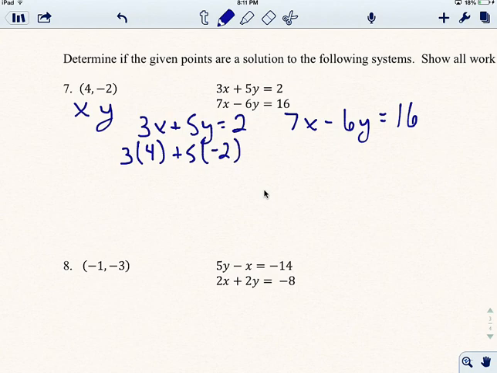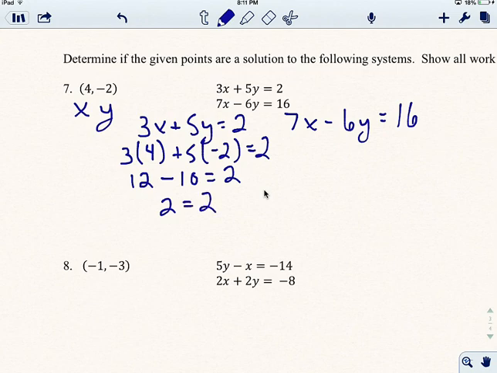So now I just do the math, okay? 3 times 4, well, we know that's 12. And then I've got 5 times negative 2. That's a positive 5 times a negative 2. And remember, a positive times a negative equals a negative. And then I just finish it out by saying equals 2. Now let's see. 12 minus 10 is 2.